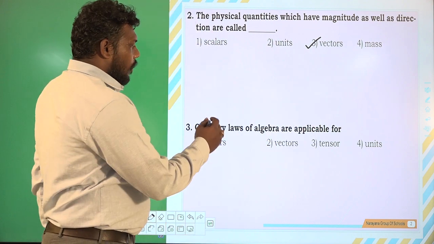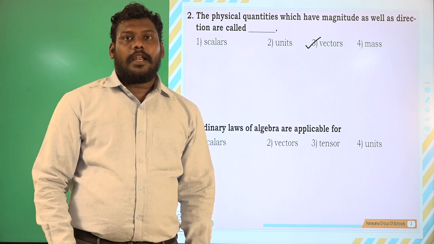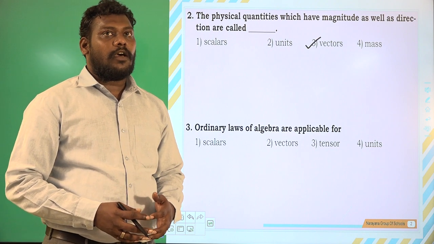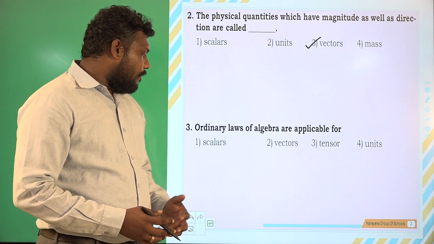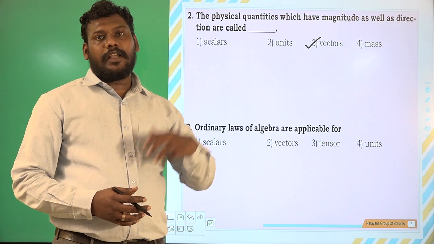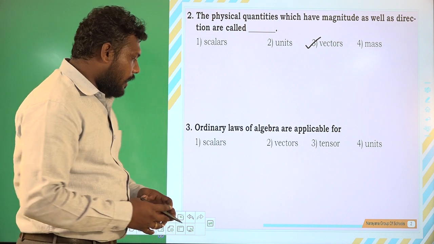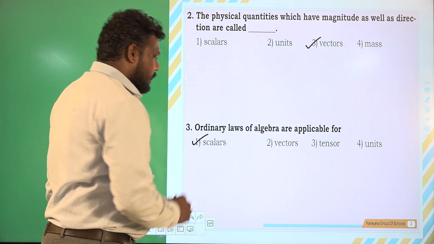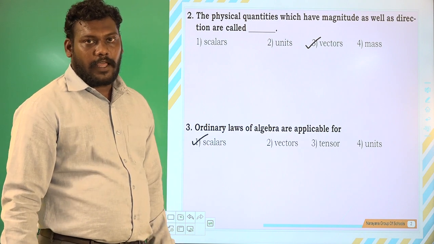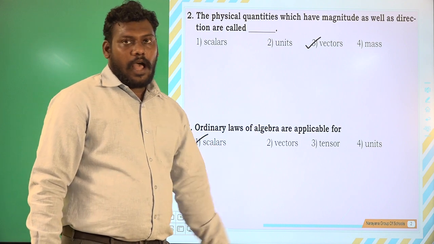Okay. Now, the ordinary laws of algebra, like addition, subtraction, multiplication, are applicable for scalar quantities. Why? Because vectors need specific addition laws and specific multiplication laws, right? So scalars are the quantities for which ordinary laws of algebra are applicable. Right?